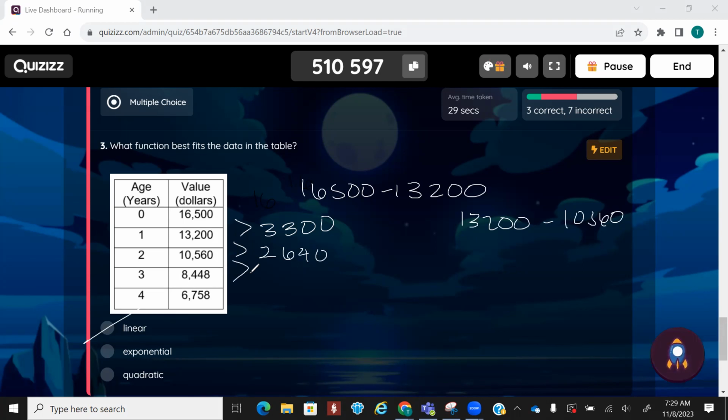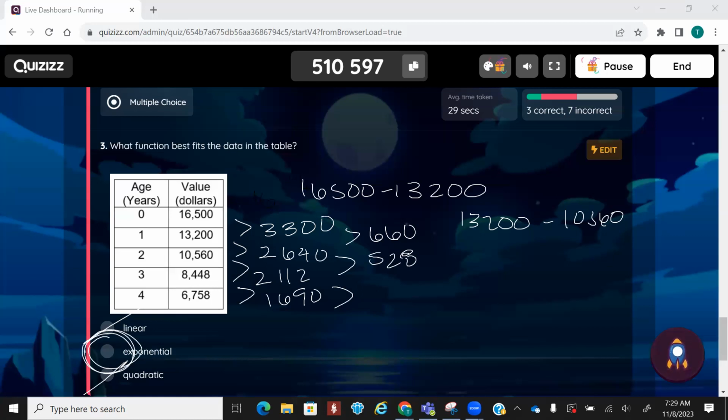10,560 minus 8,448. Say it out loud. 2,112. Not linear, because they're not all the same. If we found the second difference, though, we get 660 on the first one and 528 on the second one. Already we see that this is not the same, right? So it's not going to be quadratic. So what is it going to be?